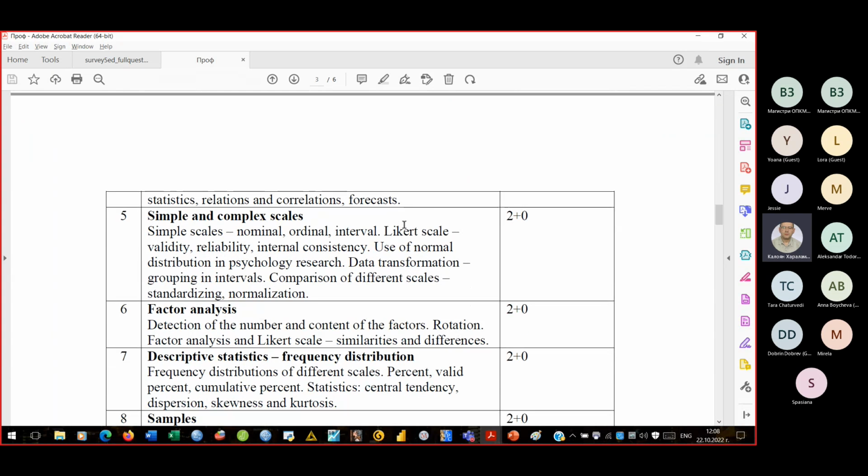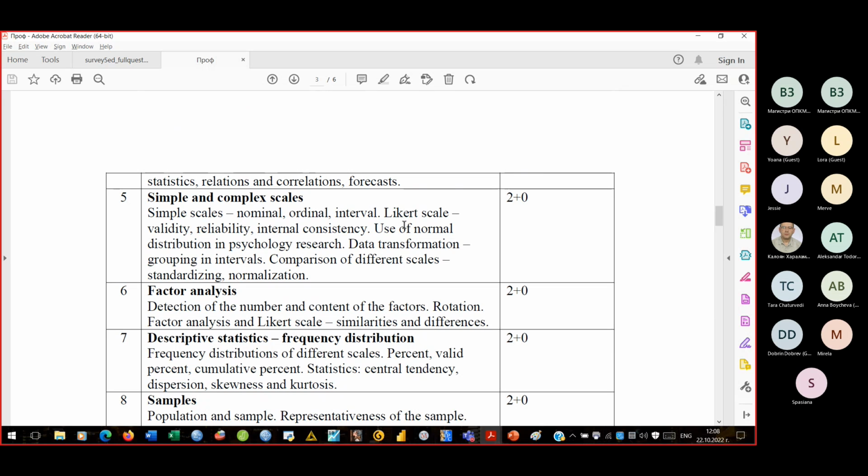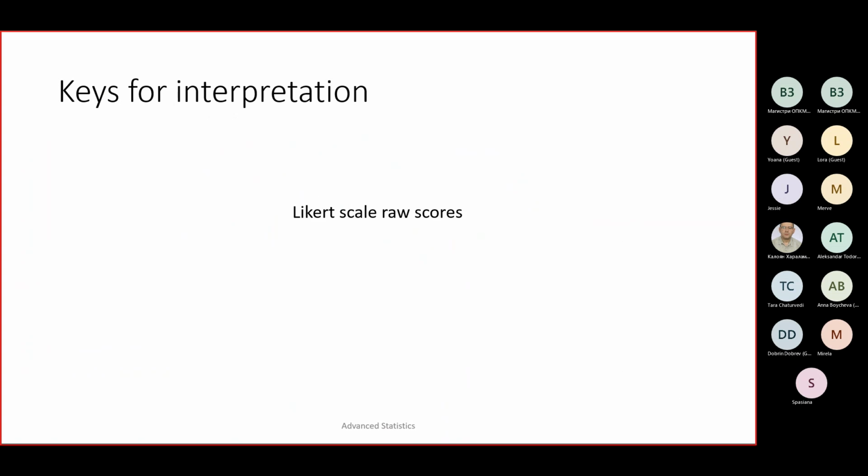We will continue with the interpretation of Likert scale row scores. So there are 4 ways for the interpretation. We can calculate different new variables which are easy for interpretation. Likert scale row scores are not easy for interpretation, and for that reason we create new variables.